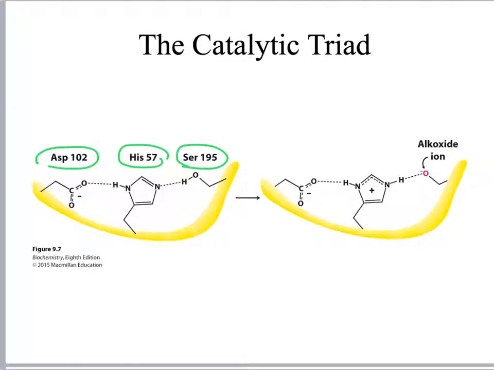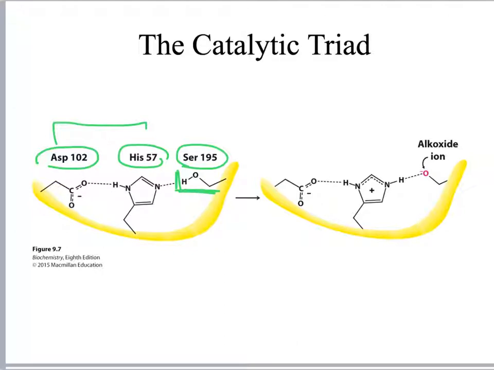And I should have clarified, what I'm talking about is the alcohol, this serine residue, which we saw on the previous slide was one of those important players within this overall structure. So serine is present as an alcohol. It's not a strong nucleophile. These other 2 residues are going to work together to help get that converted into a strong nucleophile.